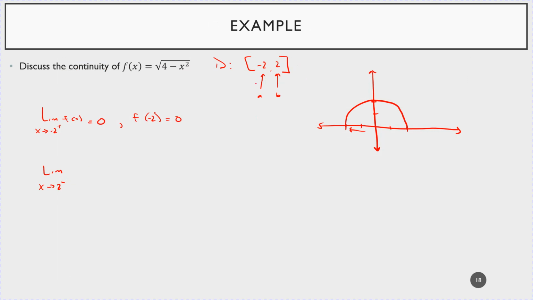Now if you do it the other way, the limit as x goes to 2 from below of f of x, okay, so that's b, 2, we see, boom, right here that that exists and is equal to 0. And it's the same thing as f of 2, or f of b here. Thus, what we see here, we have continuity on the closed interval from -2 to 2.